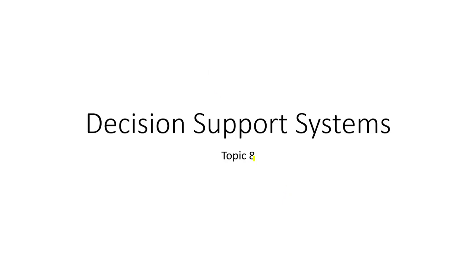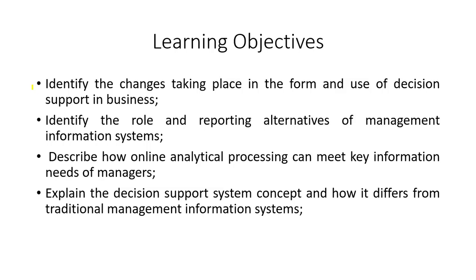Here are the learning objectives. First one, identify the changes taking place in the form and use of decision support in business. Next objective, identify the role and reporting alternatives of management information systems. Next, describe how online analytical processing can meet key information needs of managers. Next one, explain the decision support system concept and how it differs from traditional management information systems.